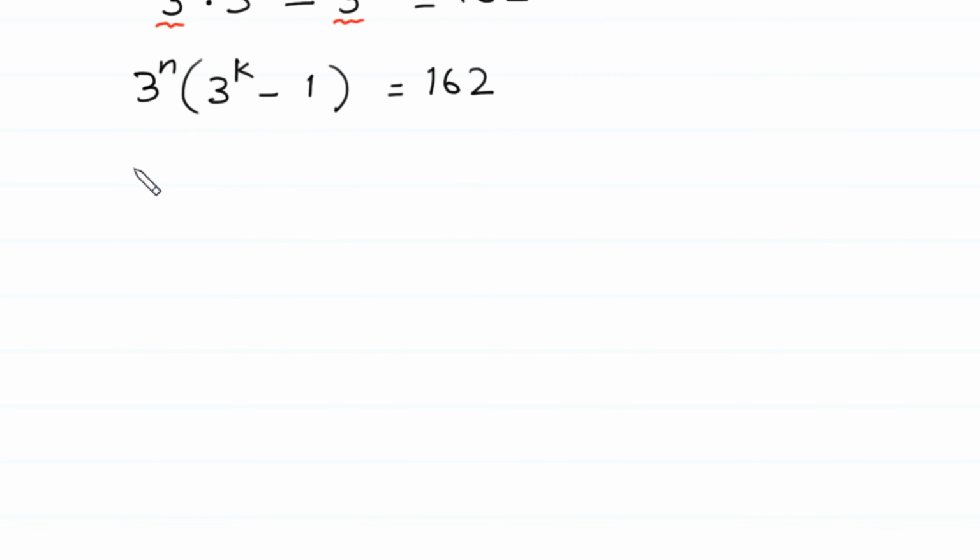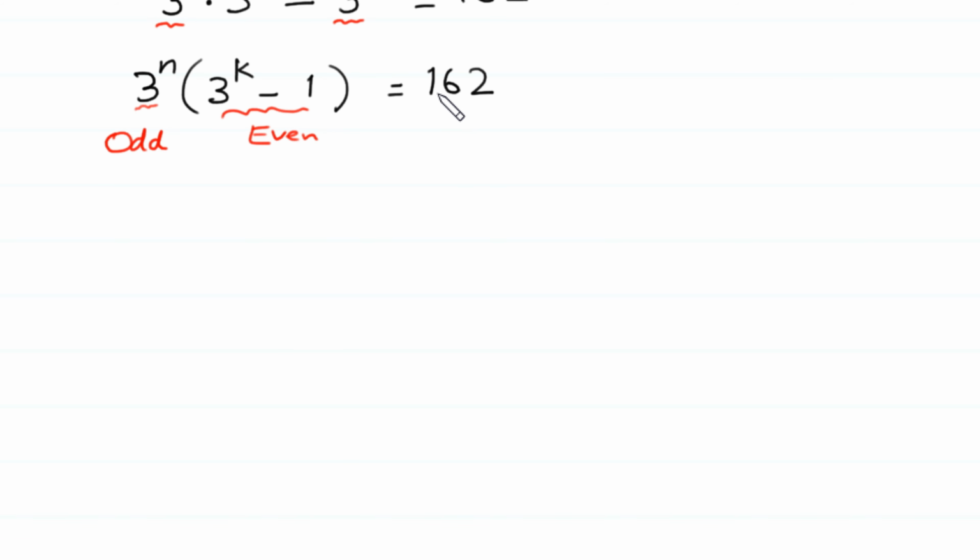Now it is a fact that any power of 3 is an odd number. So this number 3 to the power n is an odd number, and this number 3 to the power k is also an odd number, but when we subtract 1 from it, it becomes an even number.